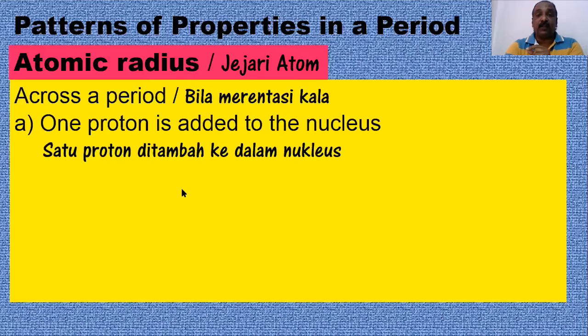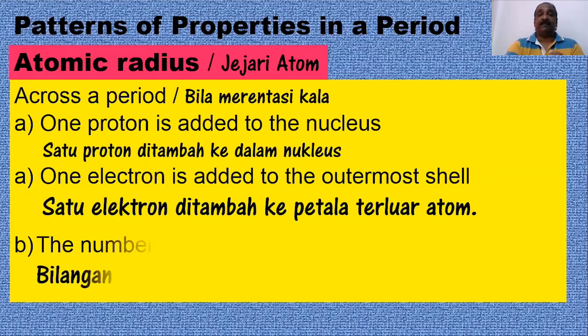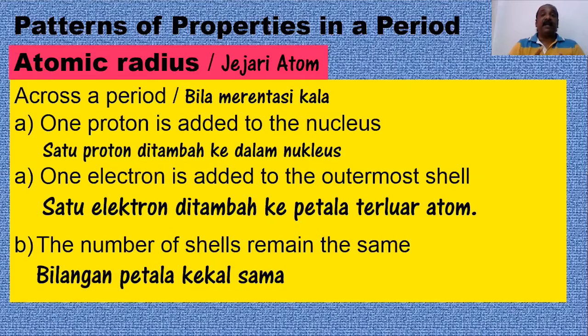Because of that, one electron is also added to the outermost orbital. Even though you're adding one proton into the nucleus, at the same time one electron is also added into the valence orbital. The number of shells remains the same, but the strength of the nucleus increases. The number of shells, bilangan petala, tetap sama, all the way 3. Hanya you tambah elektron ke dalam petala sahaja.